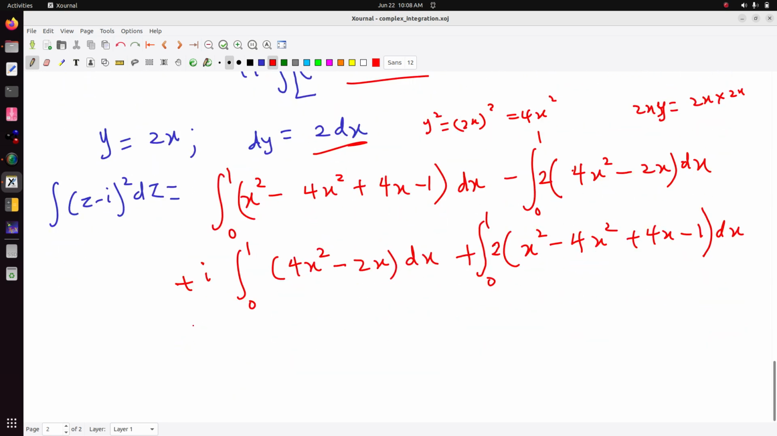So we're not going to do the integration separately. Of course, we can still simplify this, because this is x squared and this is minus 4x squared.